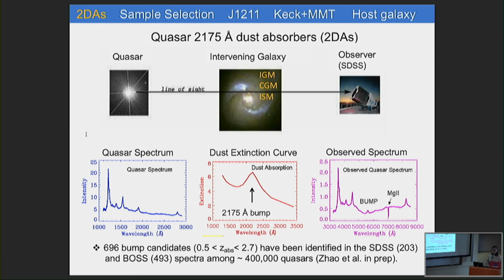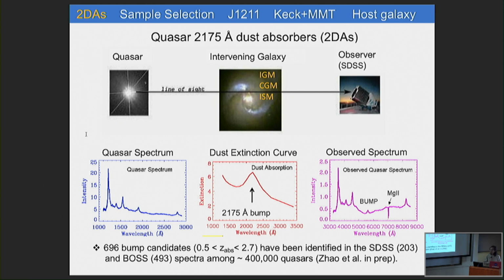If there happens to exist certain dust grains that are responsible for the 2175 angstrom bump, the intrinsic quasar spectrum will be modified by a dust extinction curve like this, and we may be able to see the absorption bump in the observed spectrum.